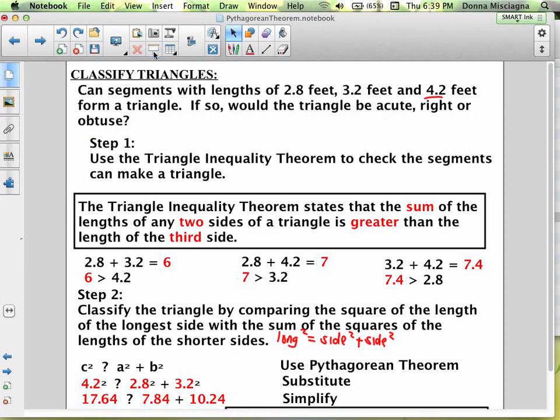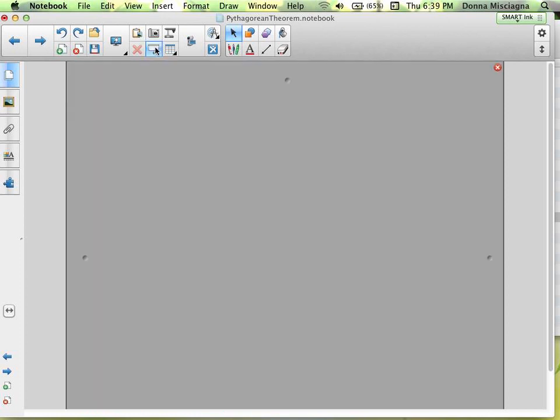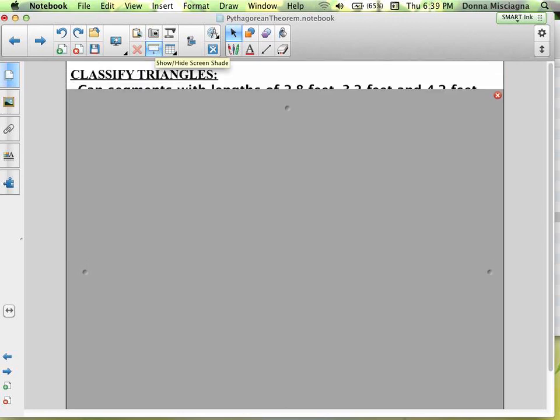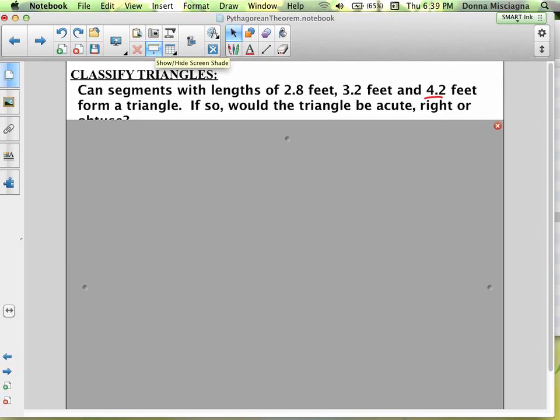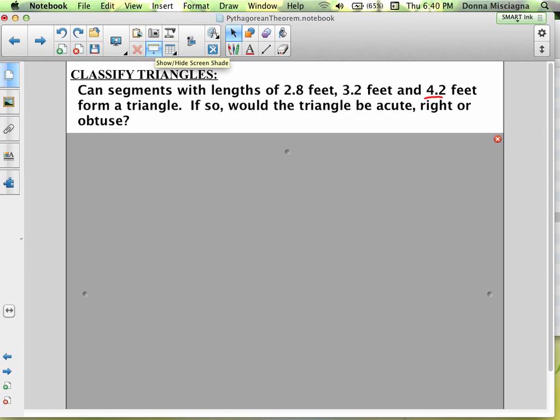But could any three measurements create a triangle? Let's take a look at that. Can segments with lengths of 2.8 feet, 3.2 feet, and 4.2 feet form a triangle? If so, would the triangle be acute, right, or obtuse? So here we didn't even draw a triangle out, but that's okay. As long as we have the measurements, we can still check. But first, let's see if it's a triangle.